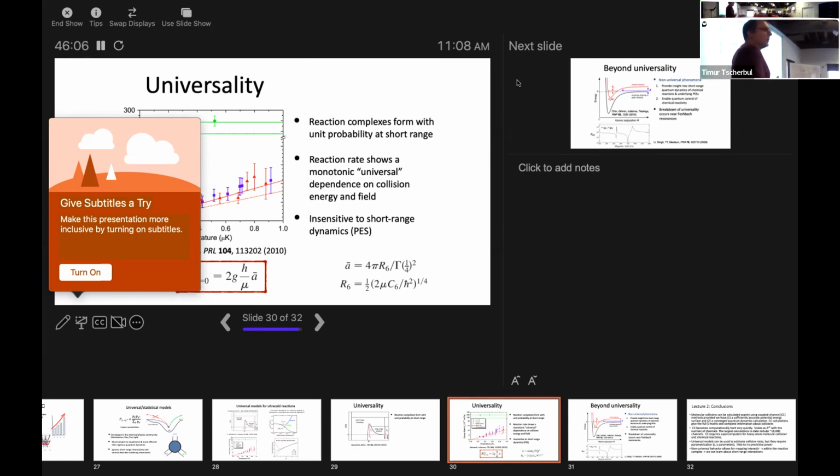What goes into this calculation? Probably you're more interested in the way this is derived, and this is what I was trying to deliberately avoid, right? It's so-called multi-channel quantum defect theory, MQDT. And the idea is that basically you separate the short-range from the long-range, and then you assume that there is no outgoing flux.